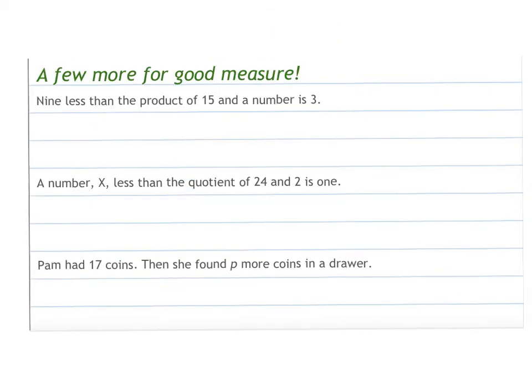Okay, a few more to try. Feel free to pause and try them on your own. 9 less than the product of 15 and a number is 3. So I see that is 3, so I know this one is going to be an equation because it'll have an equal sign. Again, 9 less than means we are subtracting 9 from the product of 15 and a number. So it doesn't tell me the variable, so I can pick anything, 15x. 9 less than, so we're subtracting 9, is 3. So it's going to be equal to 3.